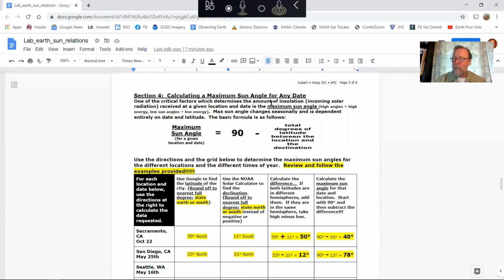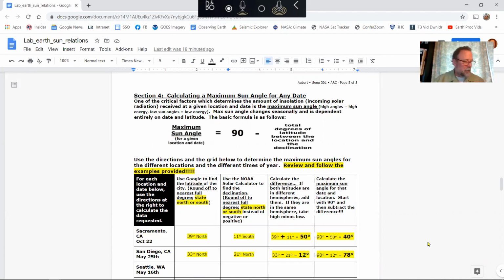So the short version is you can figure out the maximum sun angle if you simply take 90 minus the difference. The difference between what? Well, wherever the sun is hitting and where your location is. If you know where the sun is hitting, that's the location that's getting the 90-degree angle. If you know how far away you are from that location, you just subtract that from 90.